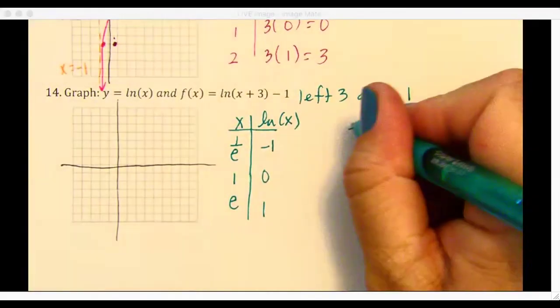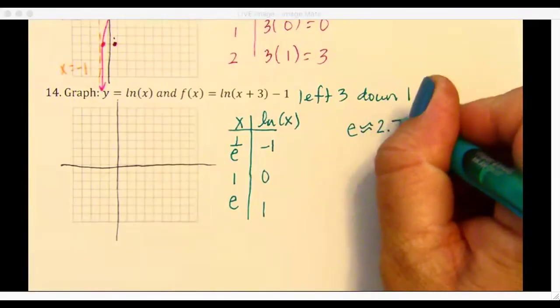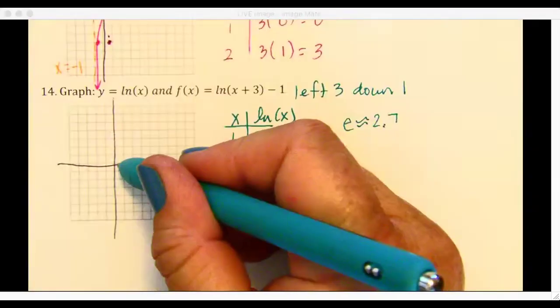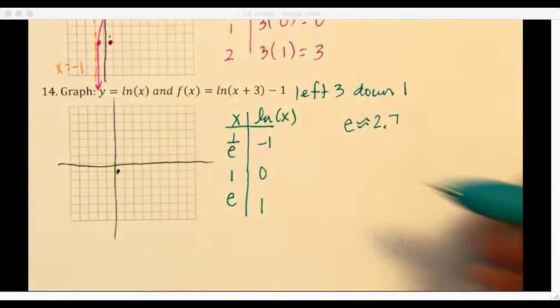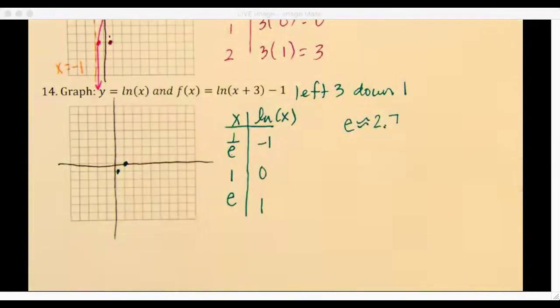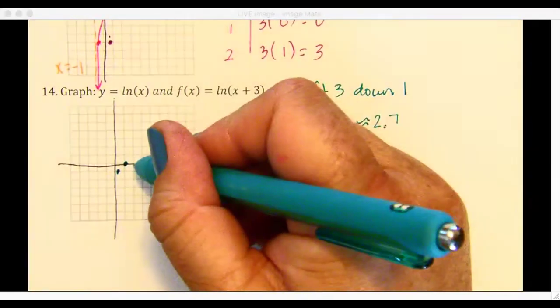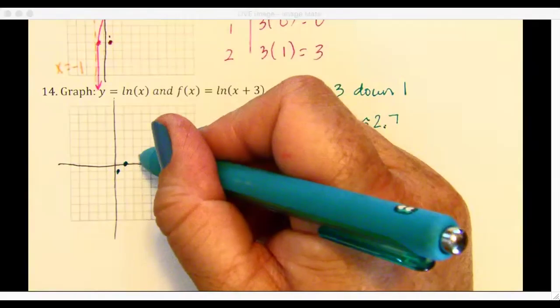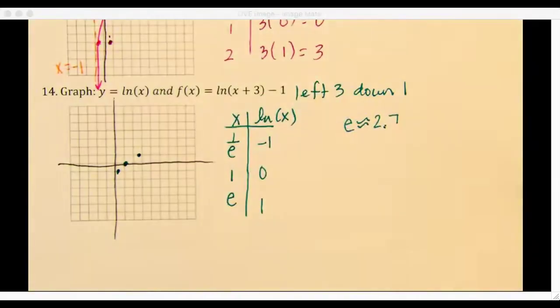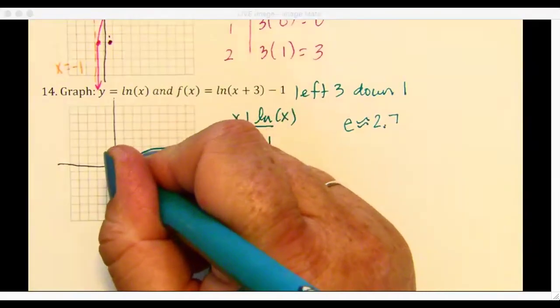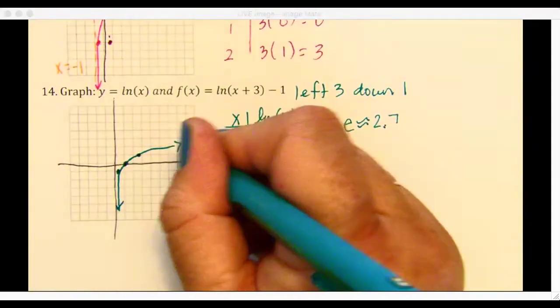Now remember, e is approximately 2.7. So 1 over 2.7 is pretty close to 1/3. So 1/3, -1; 1, 0. And then again, e is about 2.7, so 2, and then not quite all the way to 3, up to 1. And that is the graph of what they're calling y.